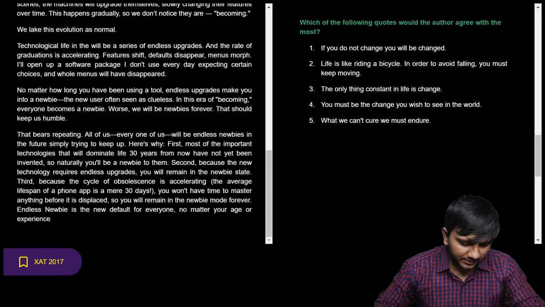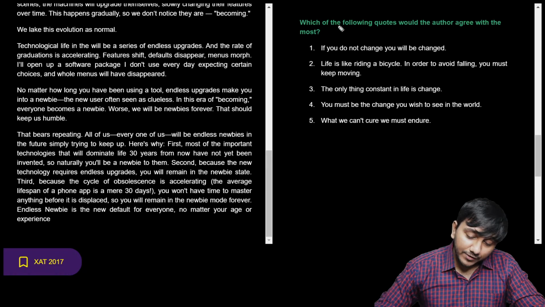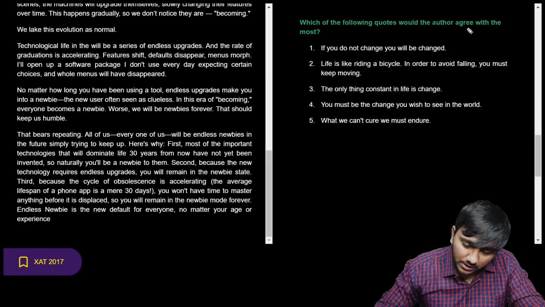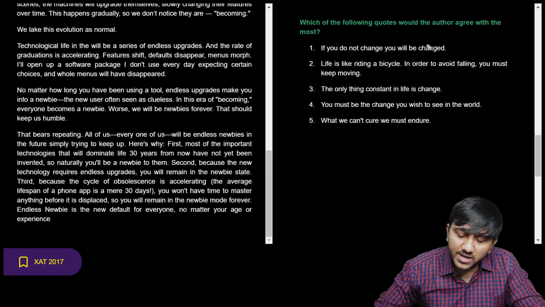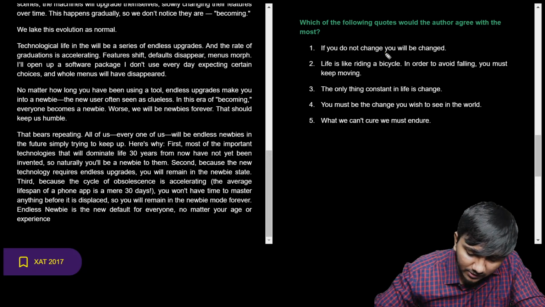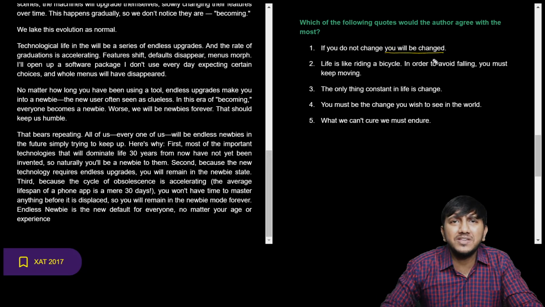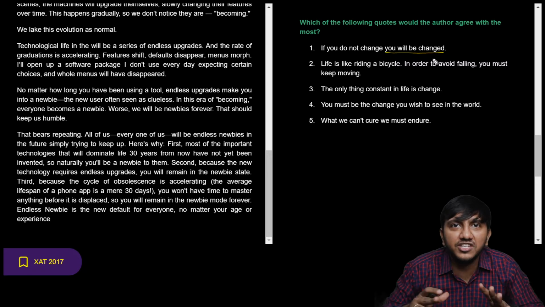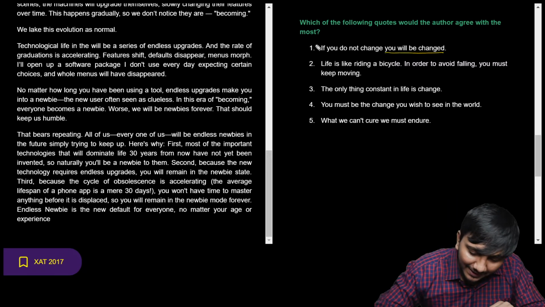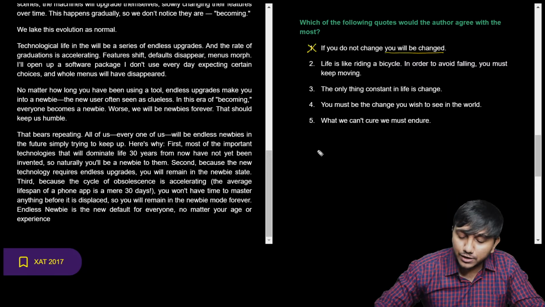Great, let's see how we can approach this one. Which of the following quotes would the author agree with the most? If you do not change, you will be changed. I don't think he will agree with this. Where did he say, if you don't change something, you will be changed? It's not given anywhere. And nothing of that sort is given anywhere. You can get rid of that.